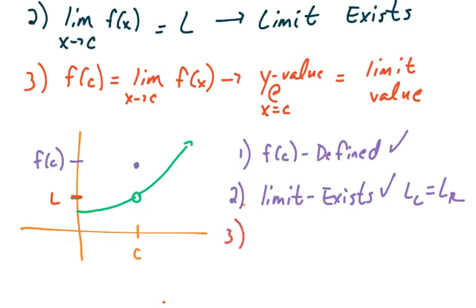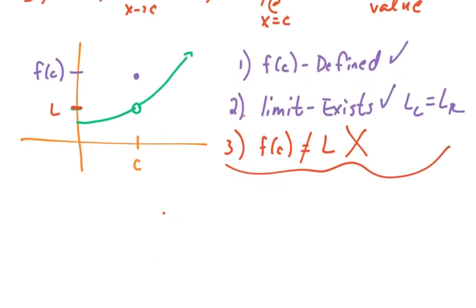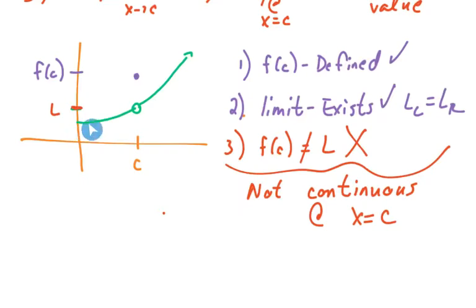The last one is, are they the same? Does f of c equal the limit? In this case, it does not. I'm approaching two different y values here, so those are not equal. So this is not continuous based on these three conditions. We are not continuous at x equals c. Now, I'm at a very specific point. I didn't say that the function wasn't continuous. I said that the function's not continuous at x equals c, and that matters. Be very, very careful with that.